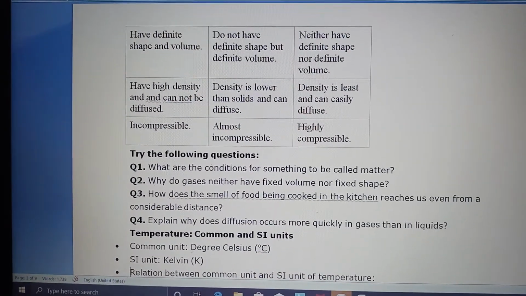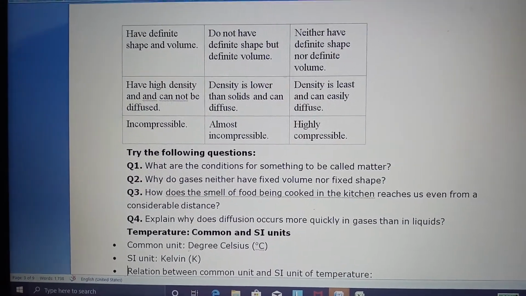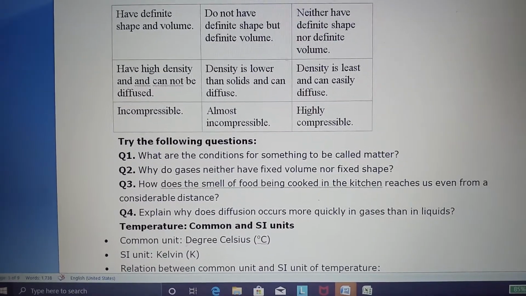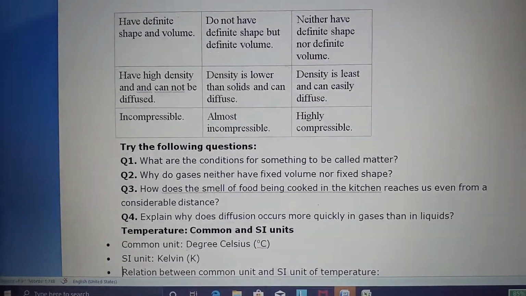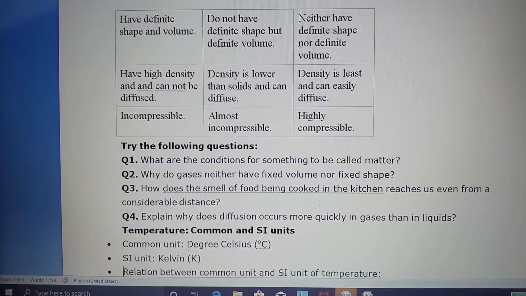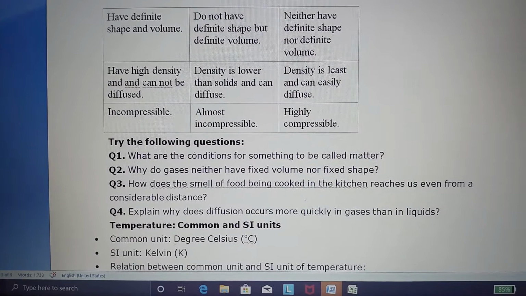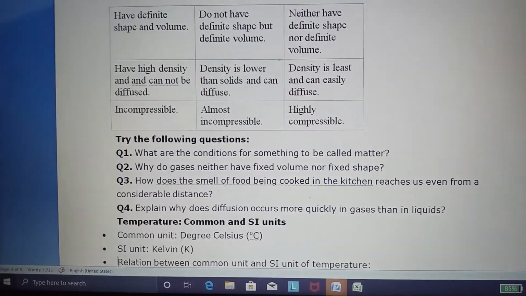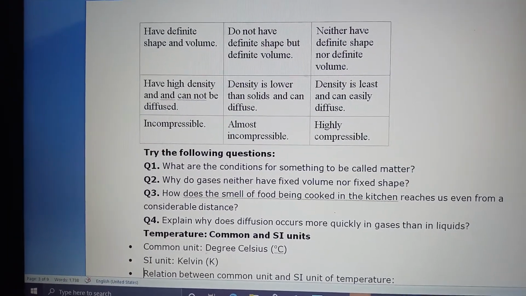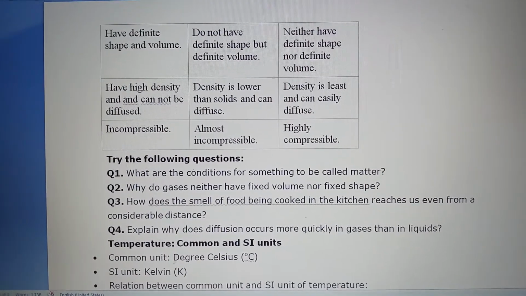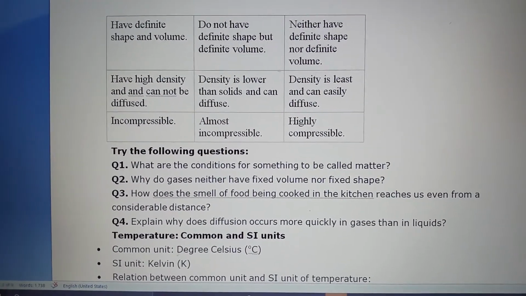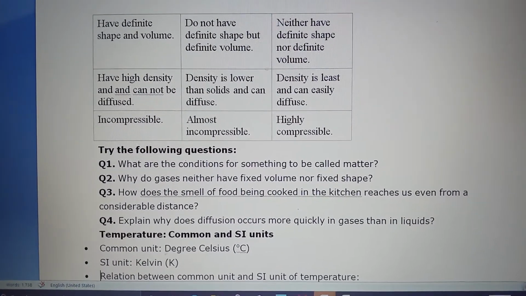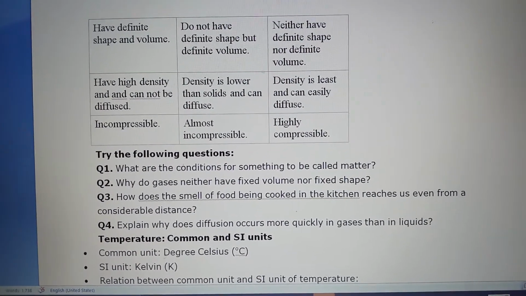Students, I have something more to tell you. We can also add these points together for solid, liquids and gases: they have definite shape and volume in solids. In liquids, they do not have definite shape but have definite volume. And in gas, neither do they have definite shape nor definite volume. In solids, they have high density and cannot be diffused. In liquids, the density is lower than that of solids and they can be diffused. And in gas, density is least and they can easily be diffused.